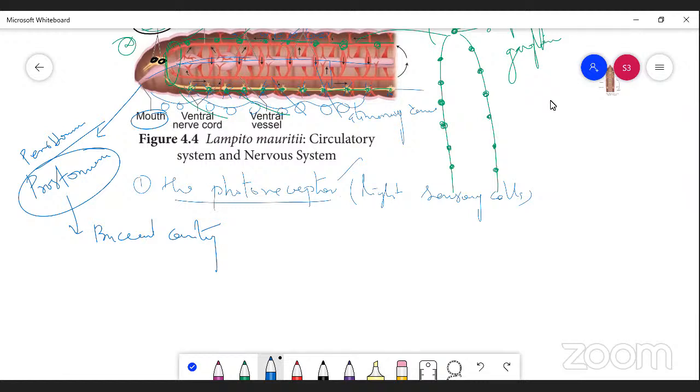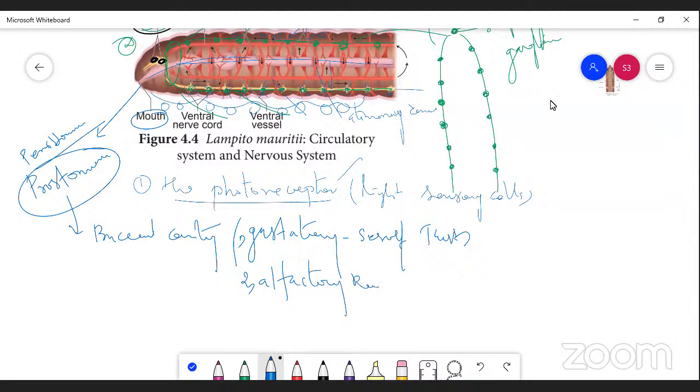One is the gustatory receptors. In the buccal cavity there are gustatory receptor cells, which provide the sense of taste. The same buccal cavity has another type of cell, the olfactory receptor. Olfactory receptors are there in the earthworm, and they provide the sensation of smell.